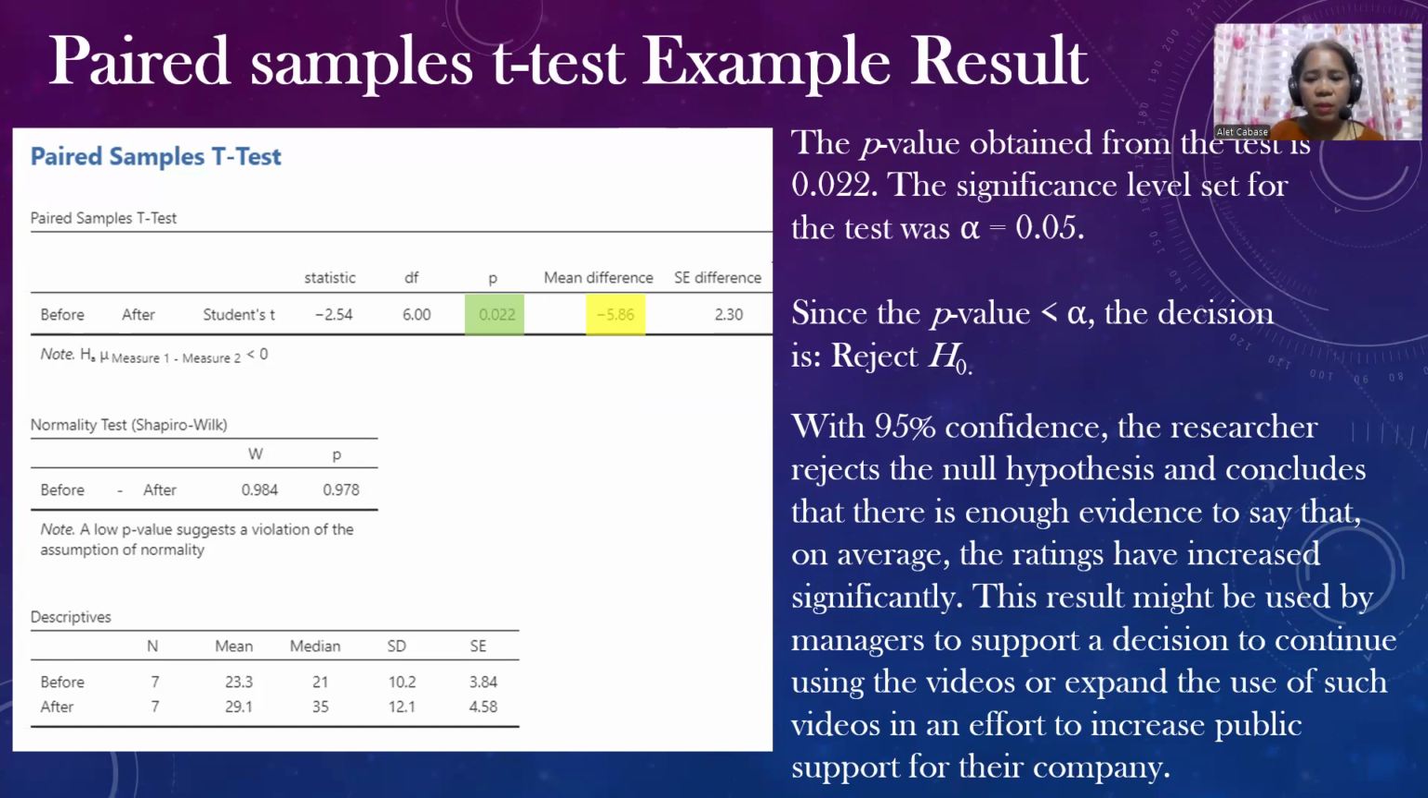This result might be used by managers to support a decision to continue using the videos or expand the use of such videos in an effort to increase public support for their company. So as you can see, the mean difference is 5.86. So the mean before is 23.3 and the mean after is 29.1. So there is a mean difference of 5.86. So this is enough evidence to say that on average, the ratings have increased significantly.